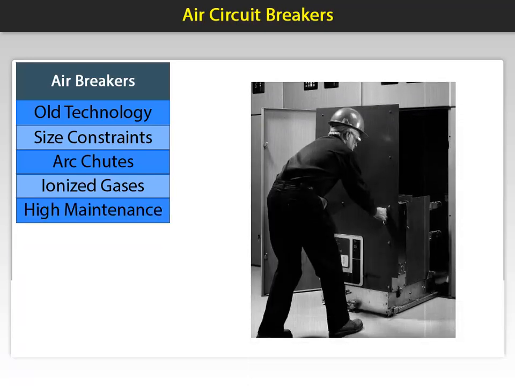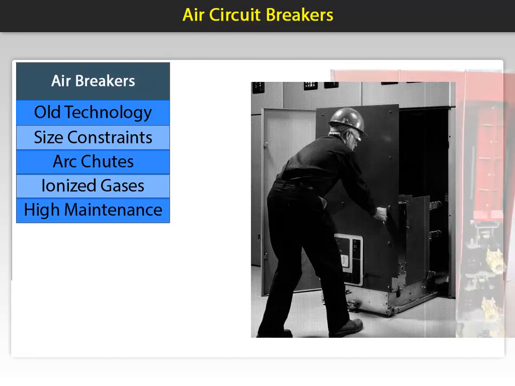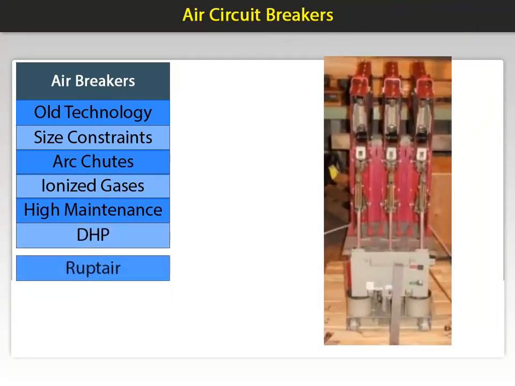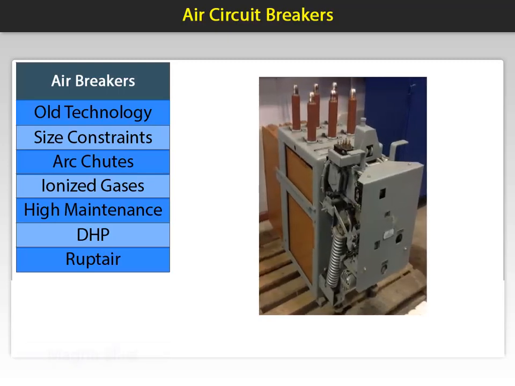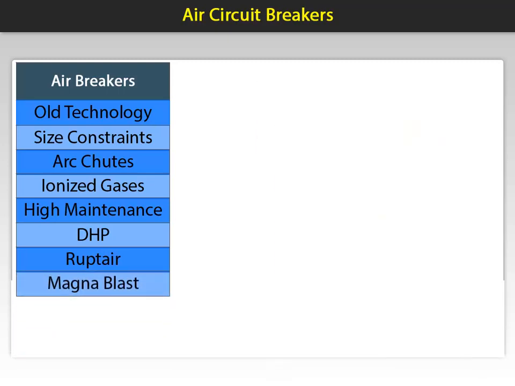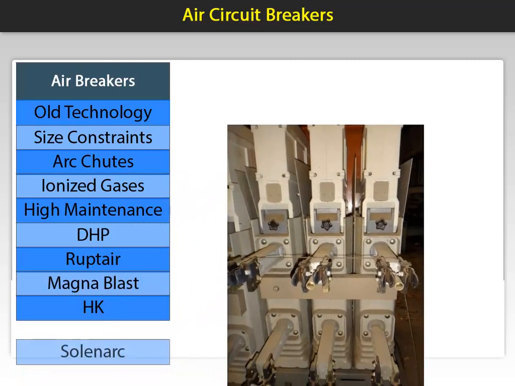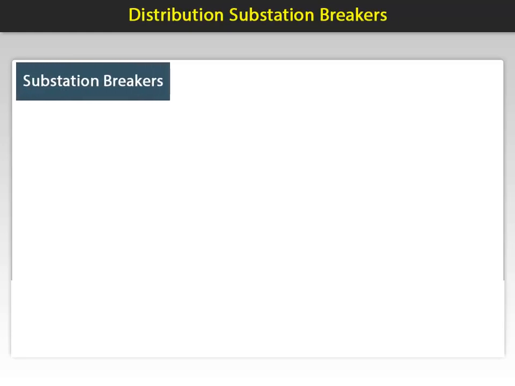Included in this class of breakers are the Westinghouse DHP, the Siemens Allis-Chalmers Ruptair, the GE Magnablast, the Brownbow Vari Type HK, and Square D Solinarc. Newly constructed substations are designed with more updated circuit breakers.